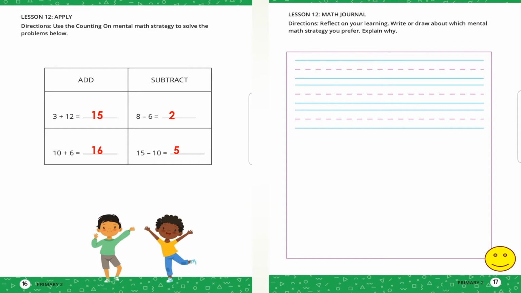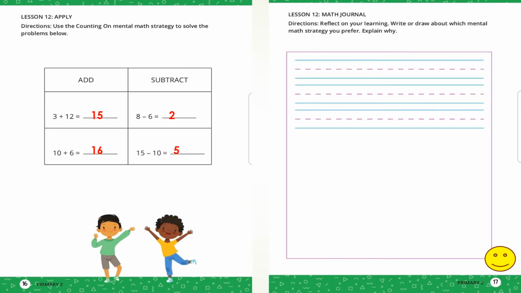The next one, 15 minus 10. Count from small to big. After 10, 11, 12, 13, 14, 15. How many fingers do we have? 5. So the result is 5.